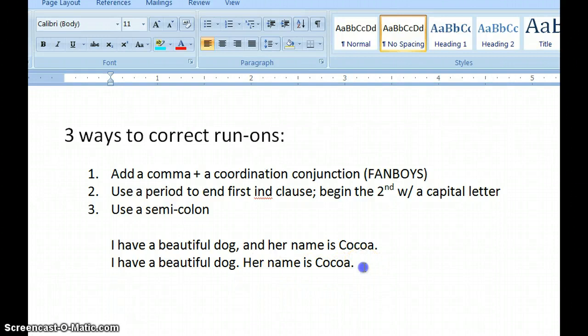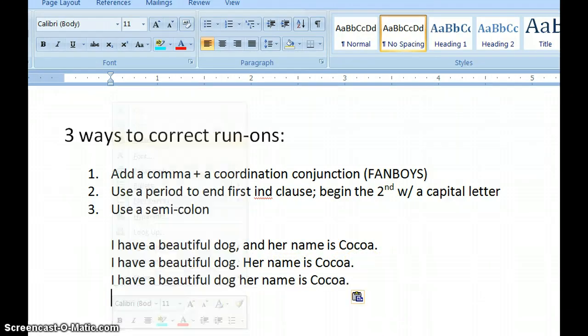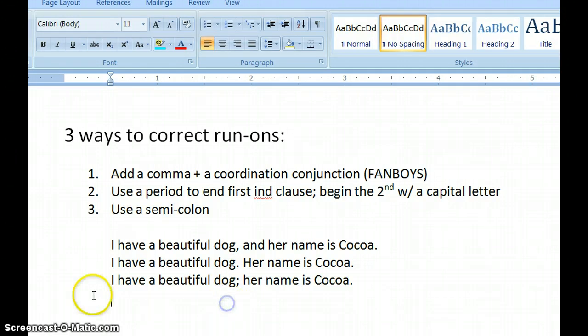Alrighty then, let's try the last rule. Here it is one more time. The last rule says to use a semicolon. And so, ta-da, look at that. It couldn't be any easier than that.